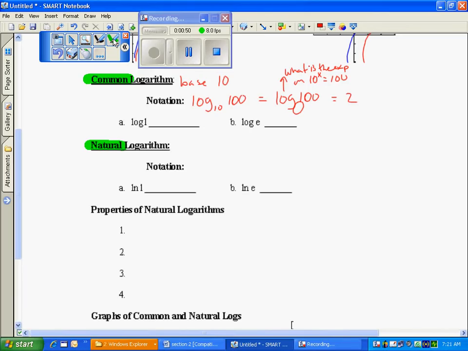So in this situation where I have log 1, it's saying, what is the exponent on base 10 such that I get 1? That answer would be 0.